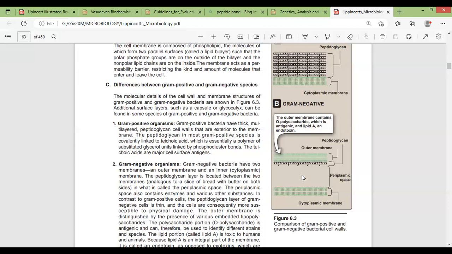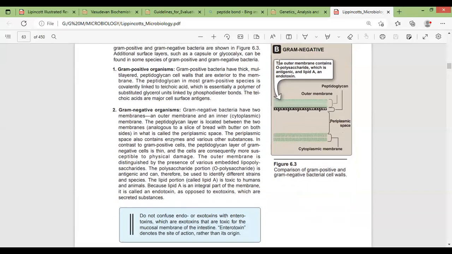Then in gram-negative organisms, remember we said it's outer membrane, peptidoglycan, a periplasmic space, then the cytoplasmic membrane. So the outer membrane contains the endotoxin, the lipid A, or rather together here, it's called the combination of the lipid A and the O polysaccharide. The O polysaccharide is antigenic, then the lipid A is an endotoxin.